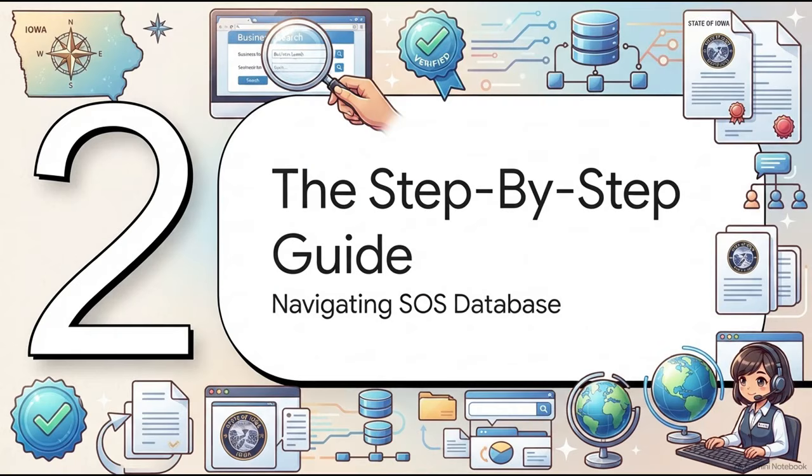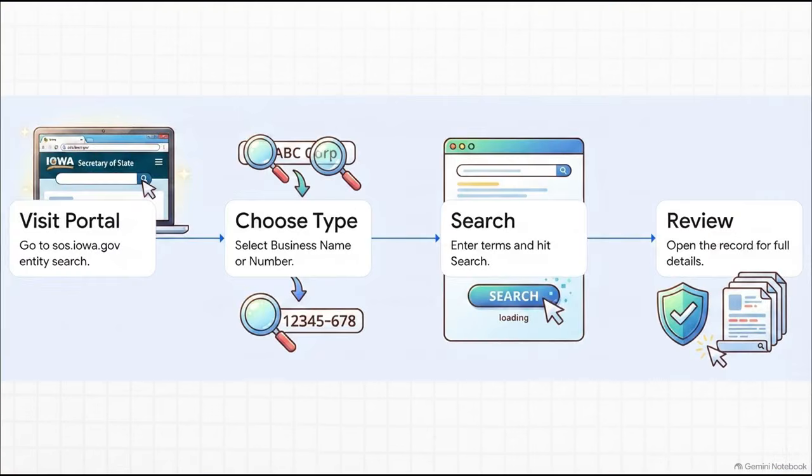Section 2, the step-by-step guide, navigating the SOS database. Let's get right into the how-to, because it's surprisingly straightforward. Step 1, you just visit sos.iowa.gov and navigate to the business entity search. Step 2, you choose whether you want to search by business name or business number. Step 3, enter your search terms and hit search.